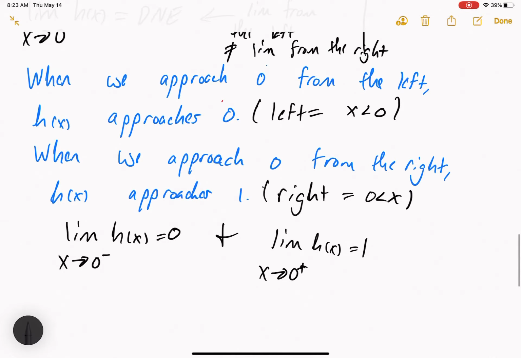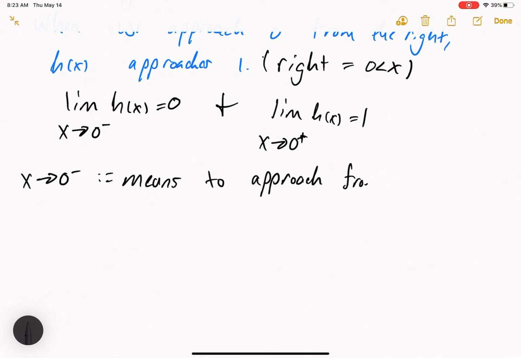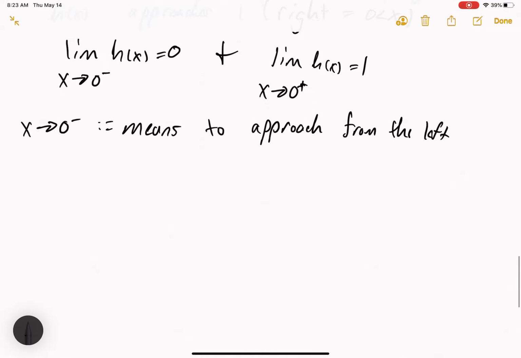So basically I just said in words what we said above, into actual notation. Again, x going to 0 minus means to approach from the left. And whenever we say x goes to 0 plus, that means from the right.